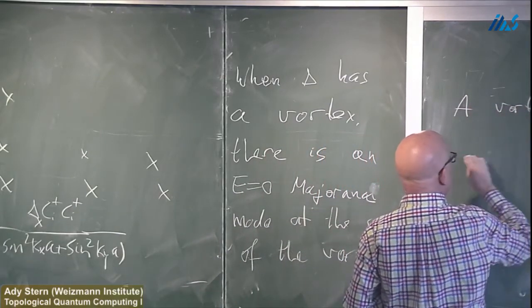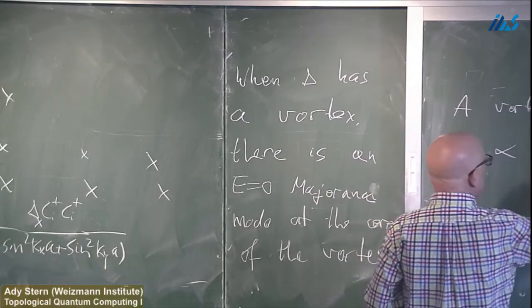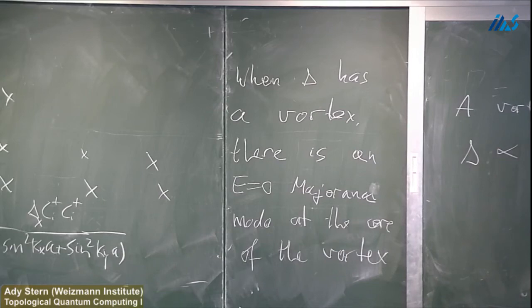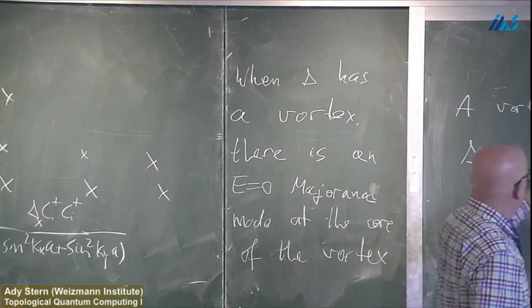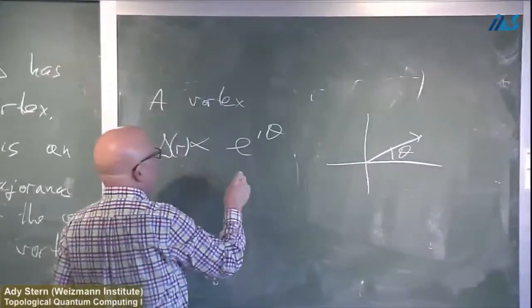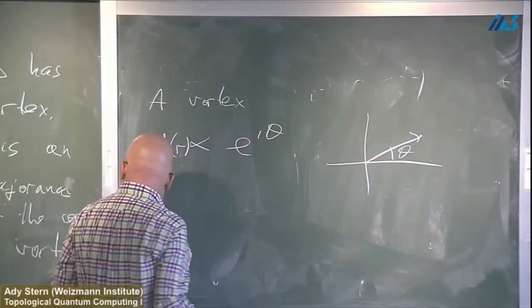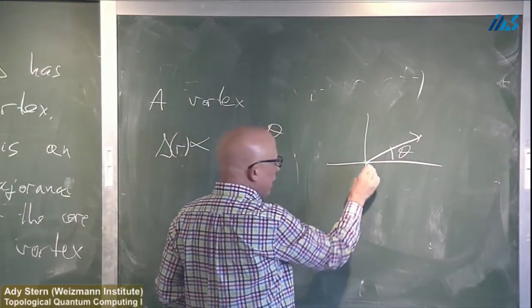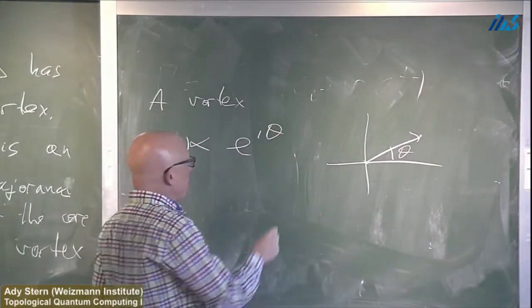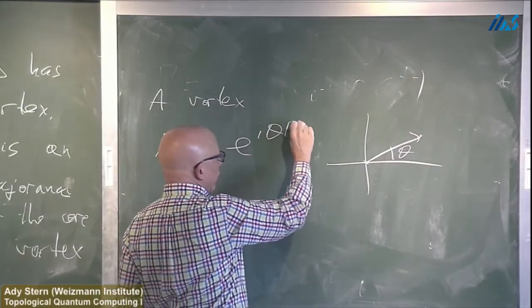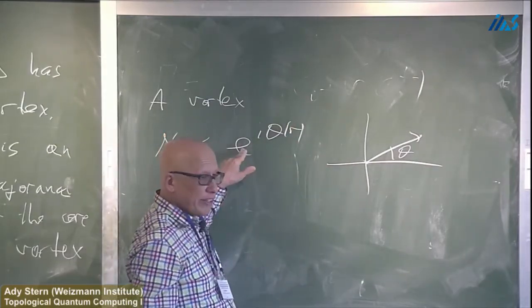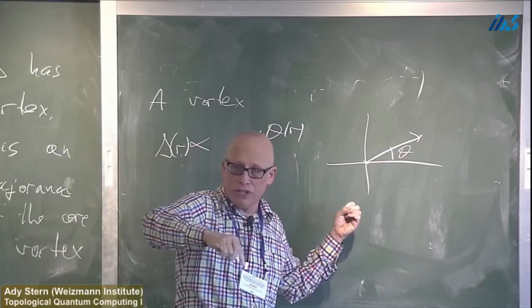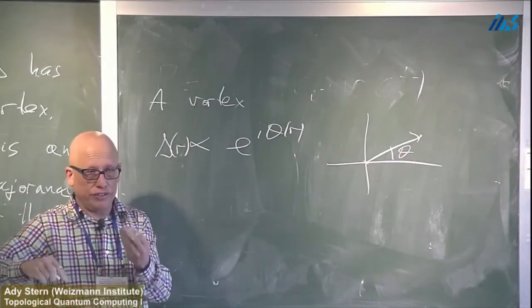A vortex is a situation where delta is proportional to e to the i theta, and theta is the angle with respect, let's say, to the x-axis. So if the vortex is here at the core, at the origin, delta of r will be proportional to e to the i theta of r. So the phase of delta will have a 2 pi winding as we go, in this case, around the origin, or more generally around the core of the vortex.